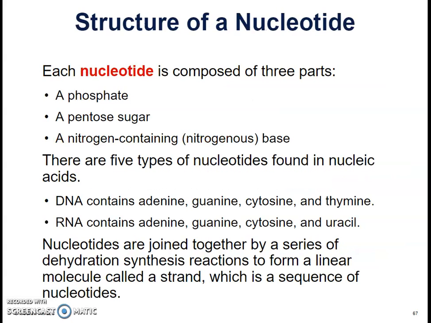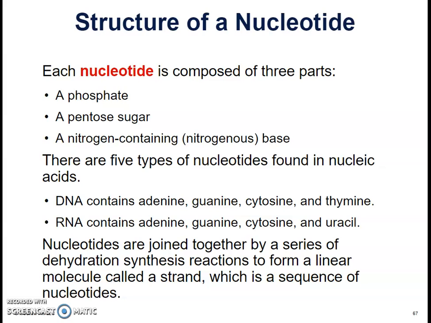Each nucleotide has 3 parts. The first is a phosphate, just a regular phosphate molecule, a pentose sugar, which is a different sugar depending on what nucleotide we're talking about, and a nitrogen base. And there are 5 different types of nitrogen bases. 4 of them are found in DNA: adenine, guanine, cytosine, and thymine, whereas RNA is made up of adenine, guanine, cytosine, and uracil. So uracil and thymine are the ones that are only found in either DNA or RNA.